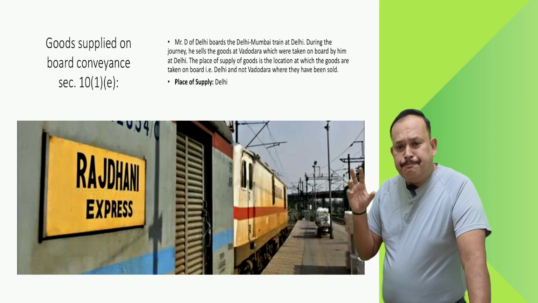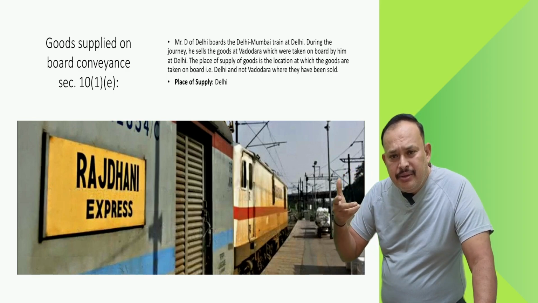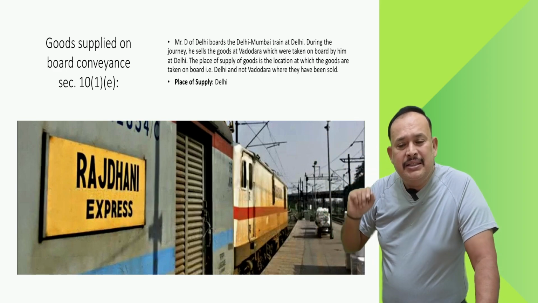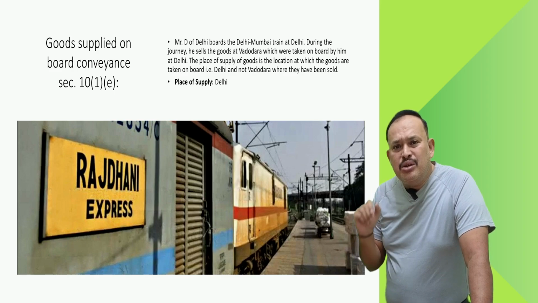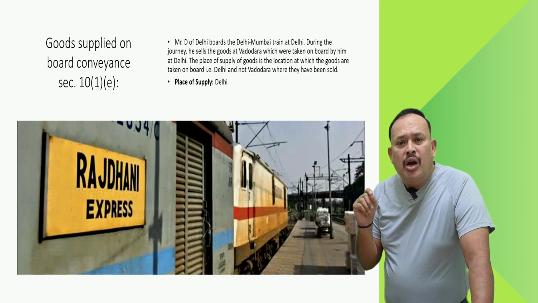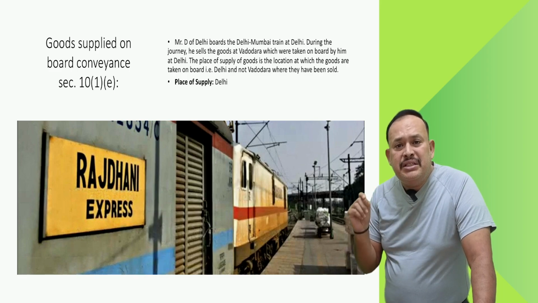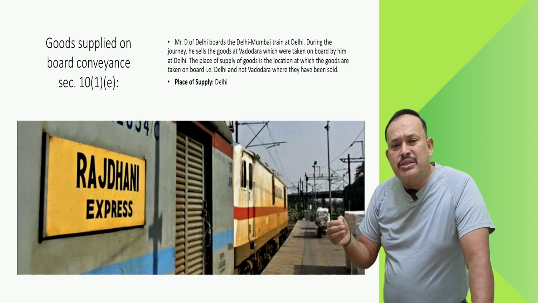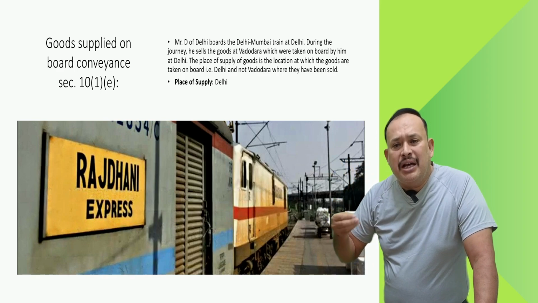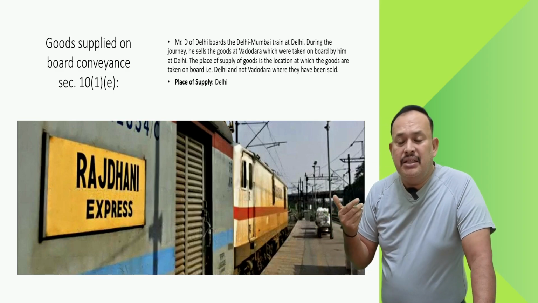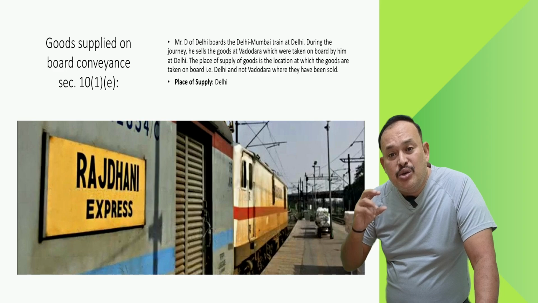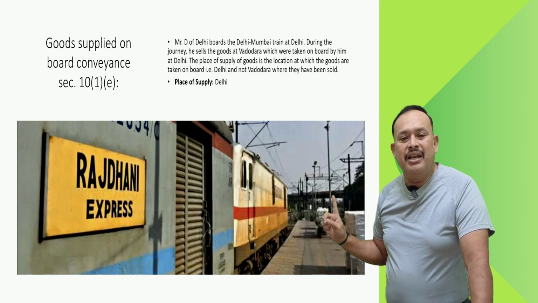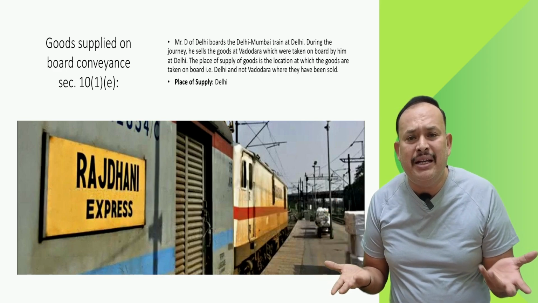Mr. D entered the train with the goods at New Delhi, boarded the Delhi Mumbai train at New Delhi, selling the goods at Vadodara, which were taken on board at New Delhi. Actually selling the goods at Vadodara, in spite of that, where he took the goods on board at New Delhi, place of supply goes to New Delhi. The location of the supplier is New Delhi.